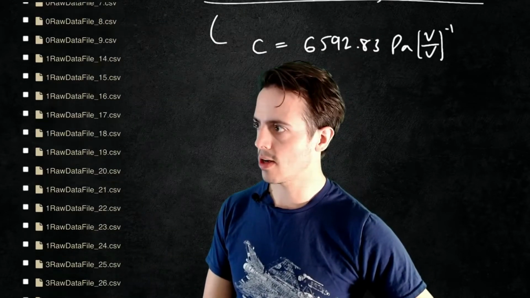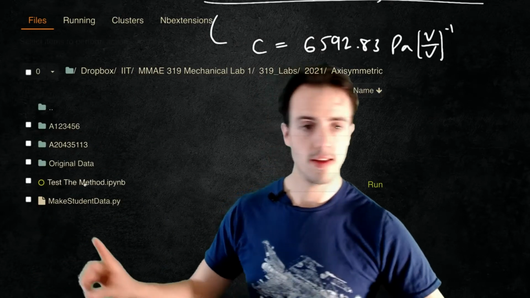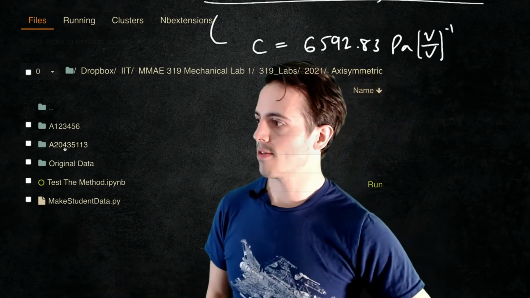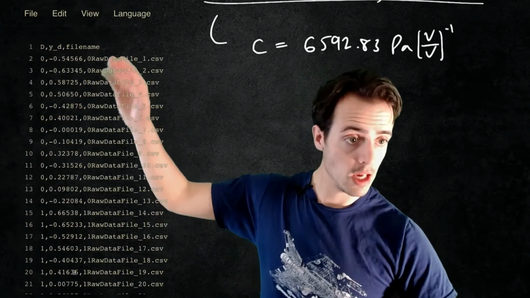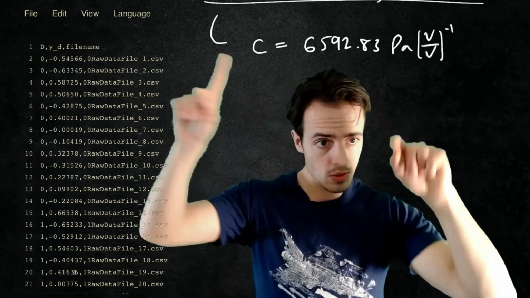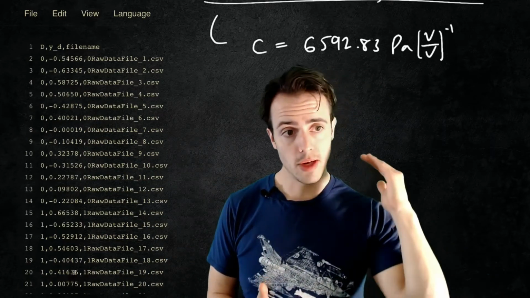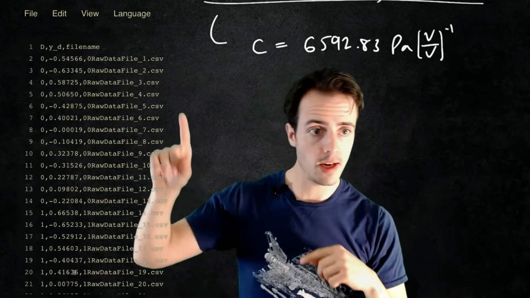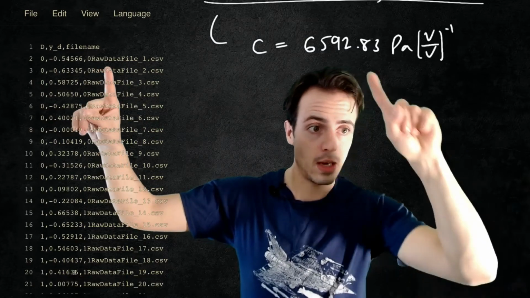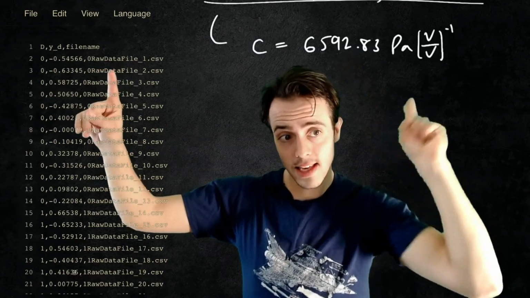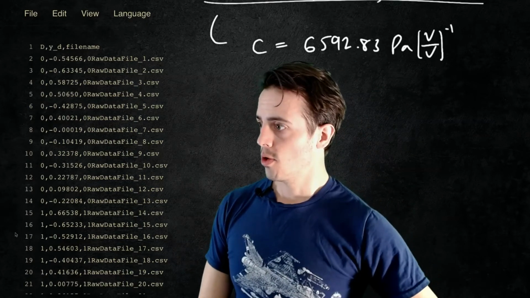So I'm going to be working on this made up student number that I've got here. We can see it's come from this file, make student data. I've got a set of data in here, and I've got my file info, which tells me which file corresponds to which data. We're going to use this calibration constant to turn each of these files into a gain. And then once we've got that gain, we'll multiply that gain by this to give us the actual pressure measurement for that file. Cool, so we're going to go through that.